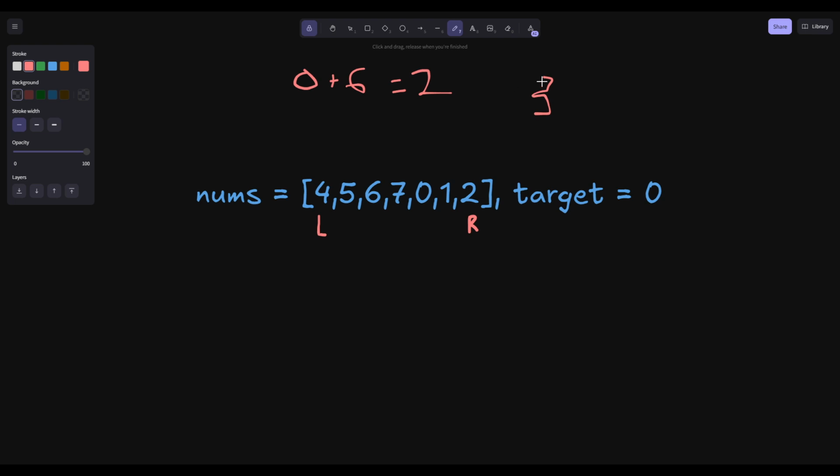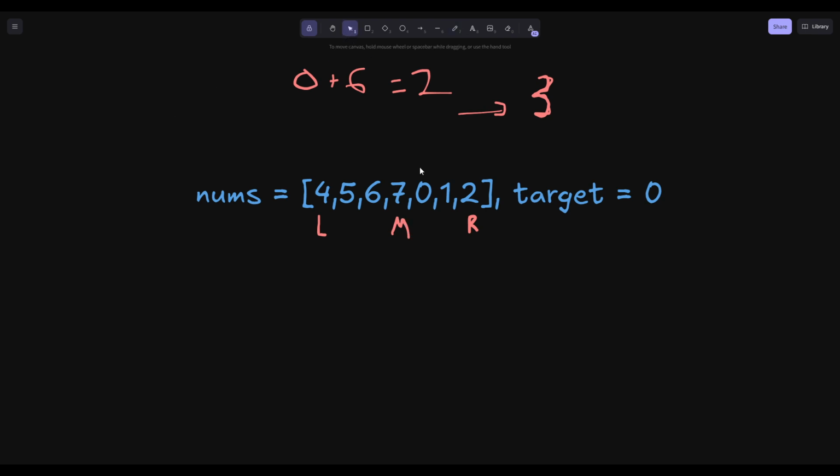And we're going to take the floor. So if it was a decimal like 3.2, we would take 3, because we need to get the index, so we don't want a floating point value. So we get this index 3, and that's going to be our midpoint. So 0, 1, 2, 3. This is our midpoint.